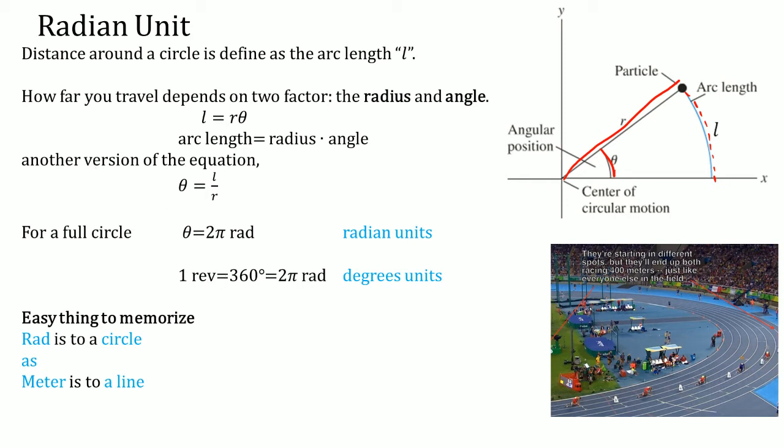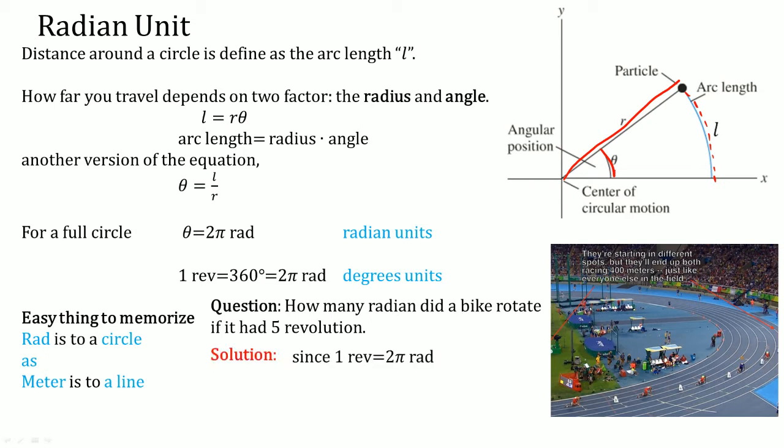A typical problem that you might see asks how many radians a bike rotated if it had 5 revolutions. So 1 revolution is 2 pi, so 5 revolutions would be 5 times 2 pi. If you simplify that, you get around 31.41 radians. What you should consider here to help you along with this idea of the angle is that it doesn't matter how much you go around the circle, a full revolution is always going to be 2 pi.